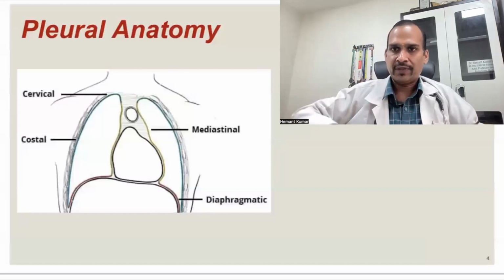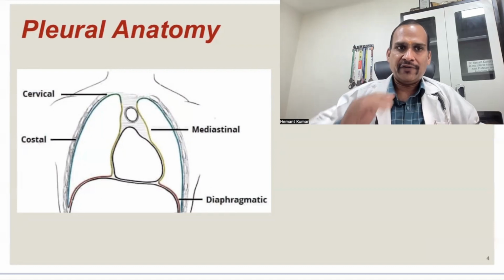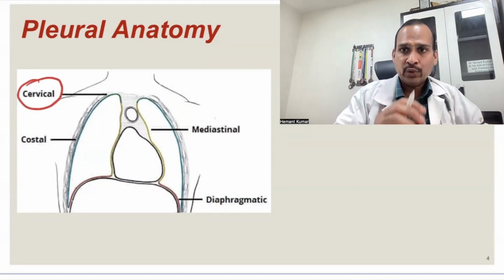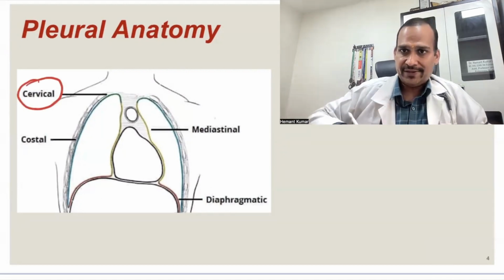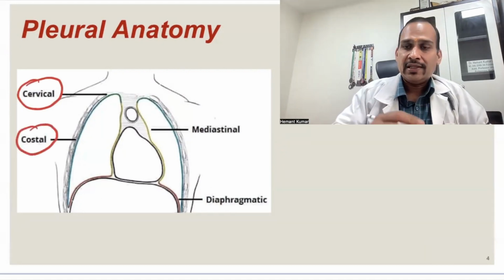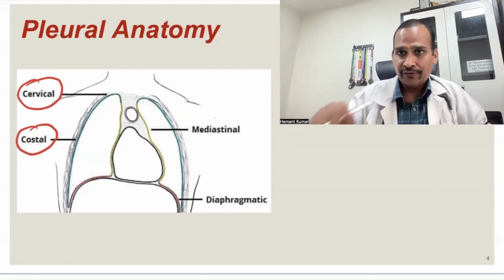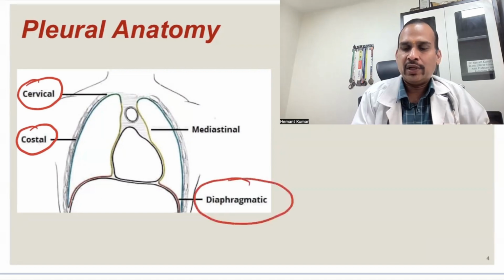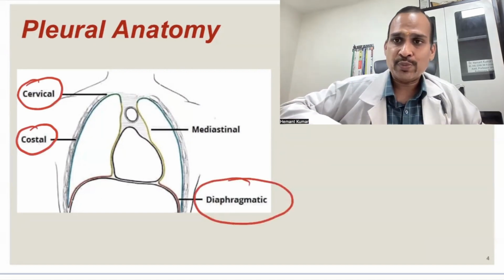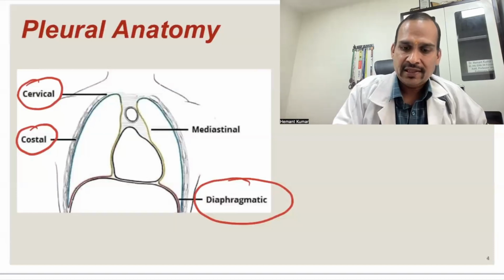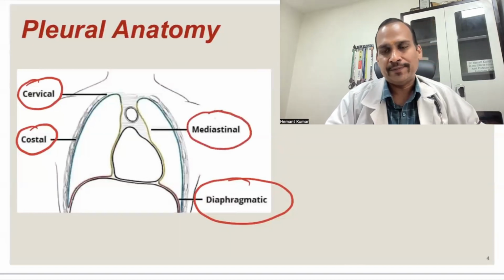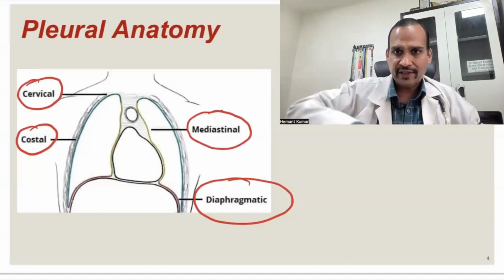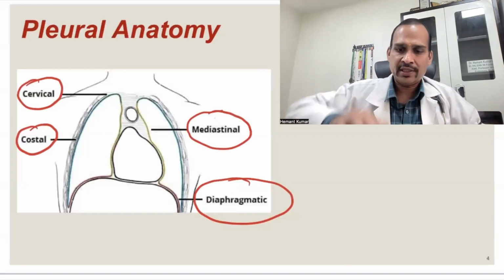This is the 3D view. The pleura, especially parietal pleura, which is attached to the cervical area, is called cervical pleura. The pleura attached to the rib cage is costal pleura. The pleura inferiorly, at the basal area attached to the diaphragm, is called diaphragmatic pleura. And the pleura attached to the medial surface, that is the mediastinum, is mediastinal pleura. So these four types of pleura cover the lung from everywhere, anterior, posterior, everywhere.